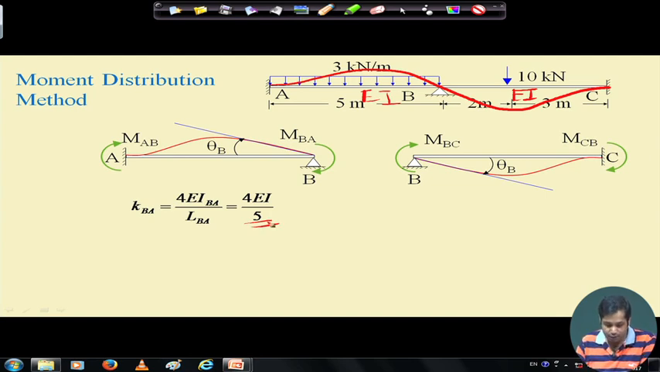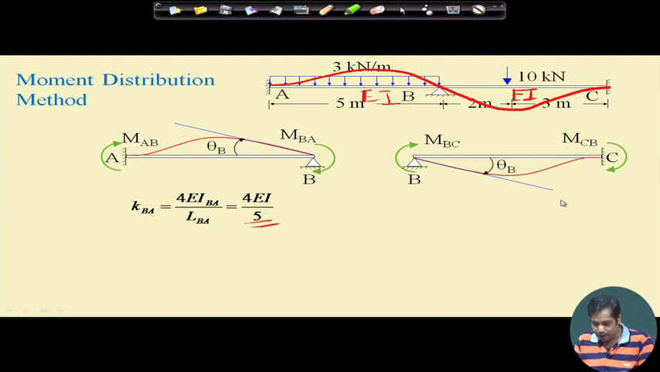And similarly for this member, this is an idealization again, with C fixed. So KBC is again this. It means that if you apply a moment at B and there is a rotation at B, then this moment and this rotation are related through the stiffness. Similarly, if you apply a moment at BC, it will undergo rotation like this, and the moment and rotation will be related with the stiffness coefficient KBC.